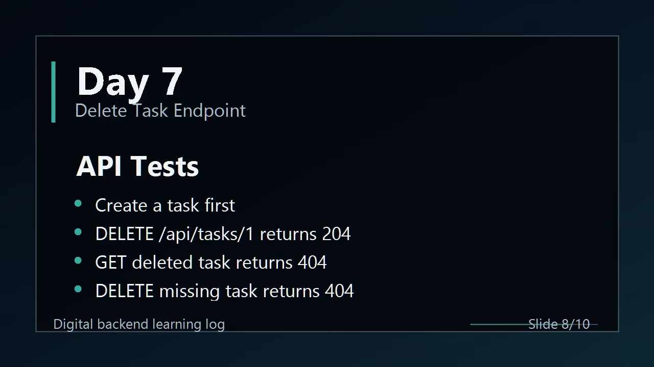Testing requires creating a task first. Delete /api/tasks/1 should return 204. Getting the deleted task should return 404. Deleting a missing task should also return 404.